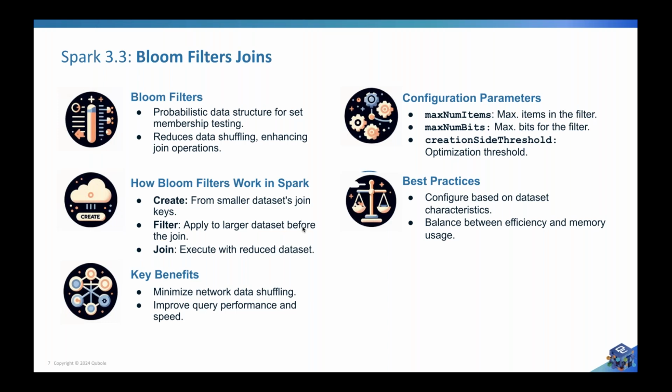What are the configuration parameters? These are something which will impact how fast the filter can be, correct? What is the maximum items? That is the number of items which can be filtered, the maximum bits, basically maximum bits for the filter, and then the creation side threshold. What is the maximum threshold? Making sure of when a Bloom filter can be applied. So all these will make sure that Bloom filters are better optimized for the use cases.